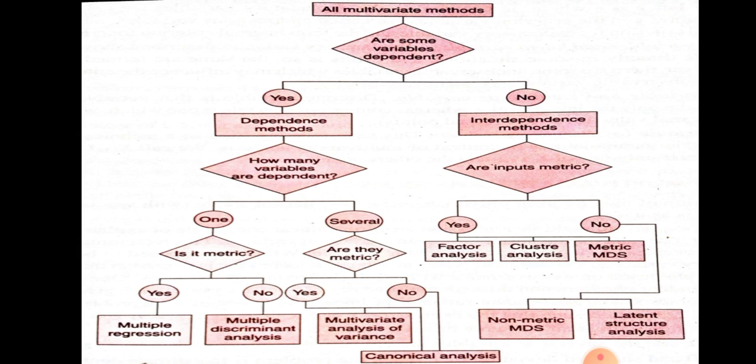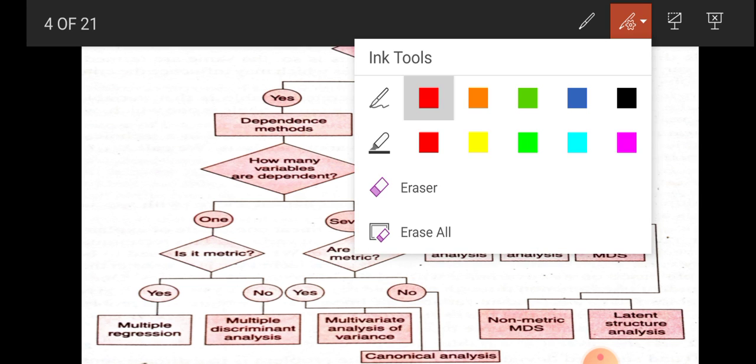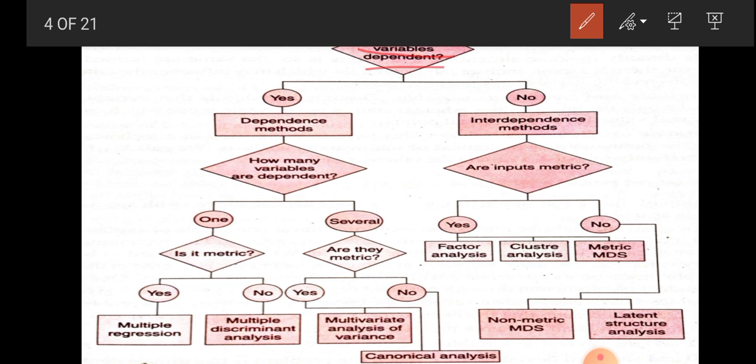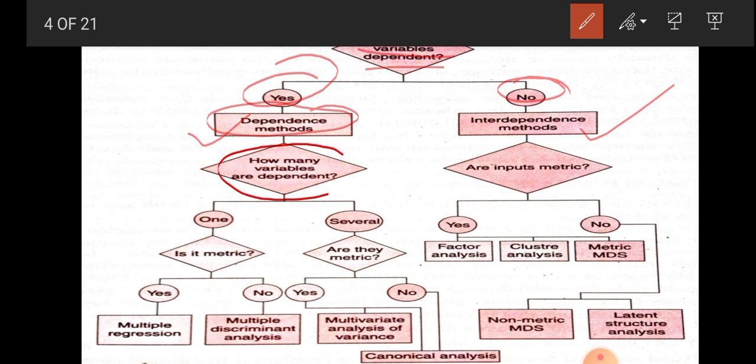So, all multivariate methods are classified by whether some variables are dependent. You have to remember this flowchart. Here one question is there: are some variables dependent? If yes, then it is a dependence method. If no, then it is an interdependence method. If we opt for a dependence method, then how many variables are dependent, one or several? And in the interdependence method, the question is whether the input matrix is metric, yes or no.